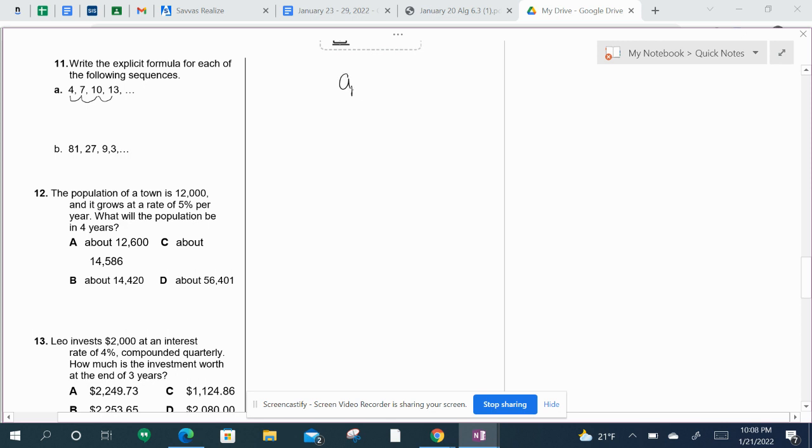So the sequence I'm looking at is a sub n equals a sub 1 plus n minus 1 times d. Remembering I need to fill in the a sub 1 and the d. I fill that in with a sub 1 is 4 because that's the first term of the sequence. And then the d is the common difference. In this case, we said we were adding 3 each time, so I would multiply by 3.